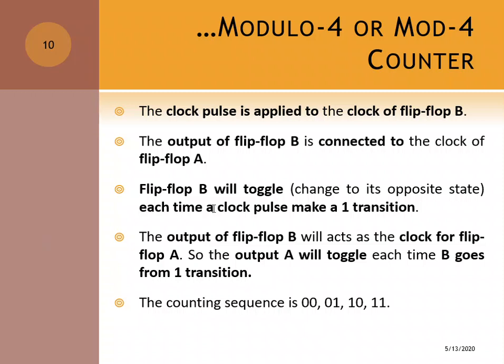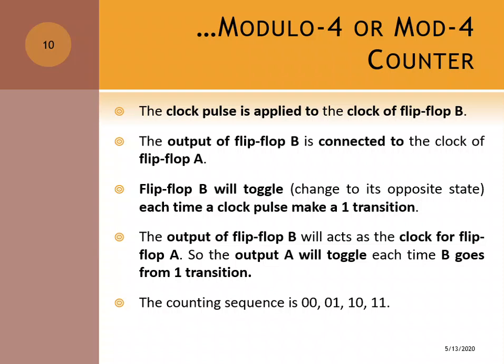Flip-flop B will toggle, change to its opposite state, each time a clock pulse makes a 1 to 0 transition. The output of flip-flop B will act as the clock for flip-flop A. So the output A will toggle each time B goes from 1 to 0 transition. Okay. So the counting sequence is 0, 1, 2, 3.